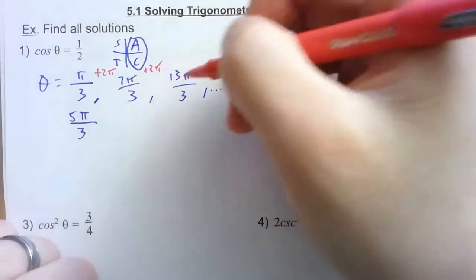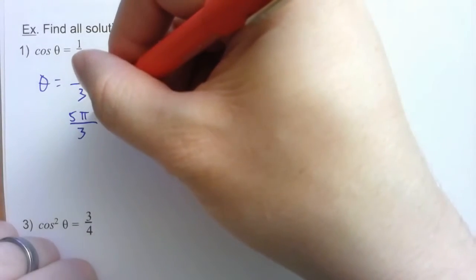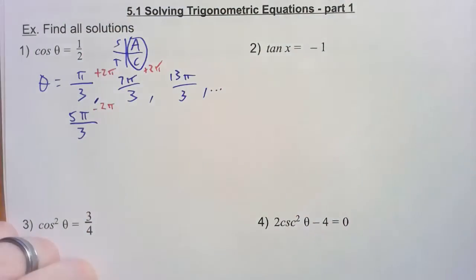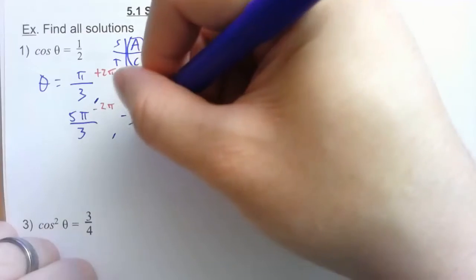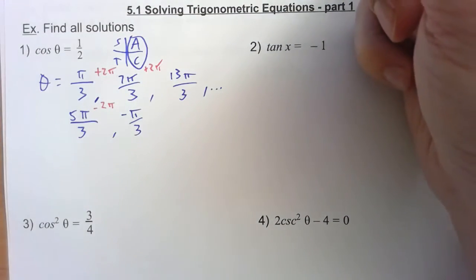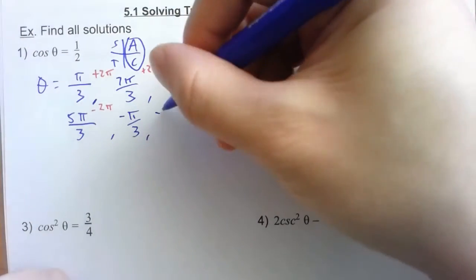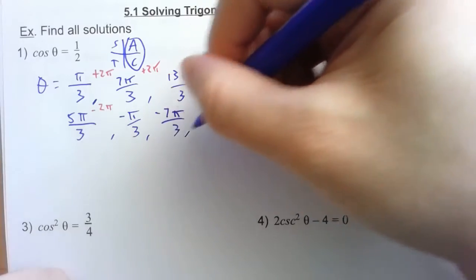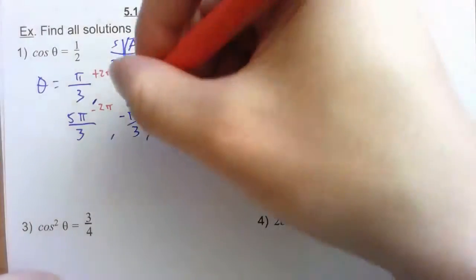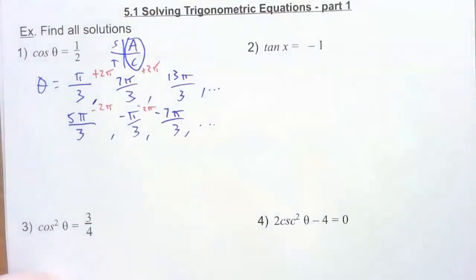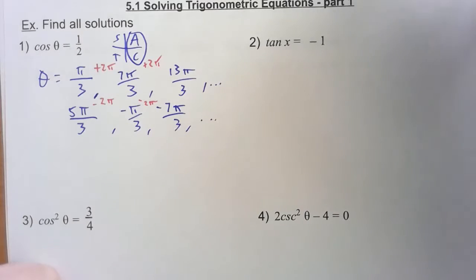Okay? And of course, in addition to adding 2 pi, you could also subtract 2 pi. If I subtract 2 pi, subtract 6 pi over 3. Down here, I could have negative pi over 3. I could keep doing that. I could say negative 7 pi over 3, go on forever. I could add or subtract 2 pi to both of these sets of angles, and I could just keep going, getting an infinite number of angles.